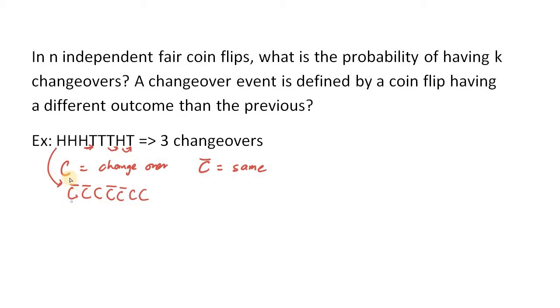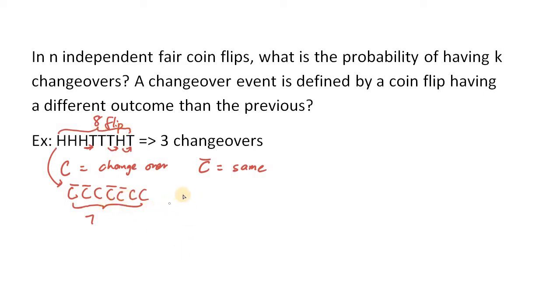So notice there are a total of 8 flips here. Once we map it to the changeover events, there are only 7. So it's always 1 less than the number of flips if we encode it this way.